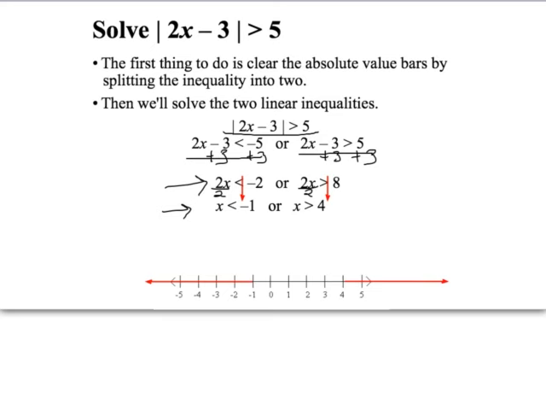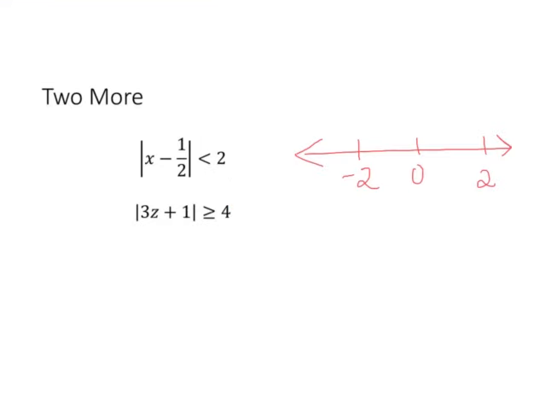Since both of these are just a less than or a greater than, they're just going to be parentheses on our number line. And if I were going to write that in interval notation, I would have from -infinity to -1, or from 4 to infinity. So let's look at 2 more examples. I want to start again with a less than.